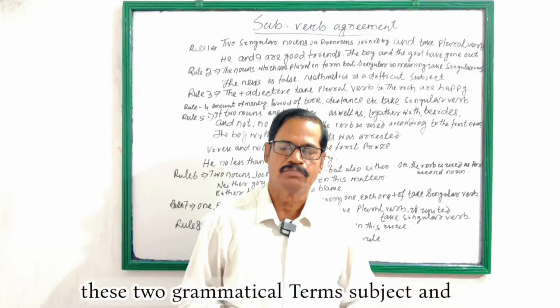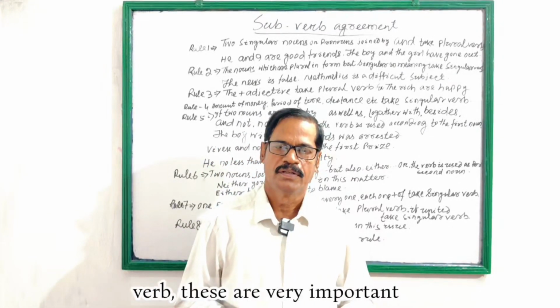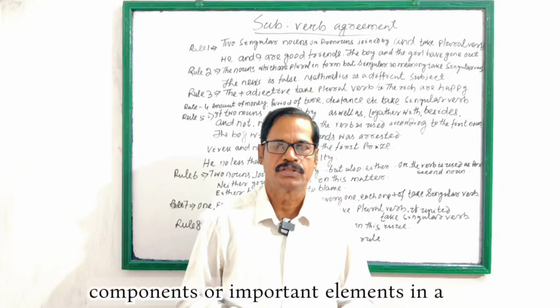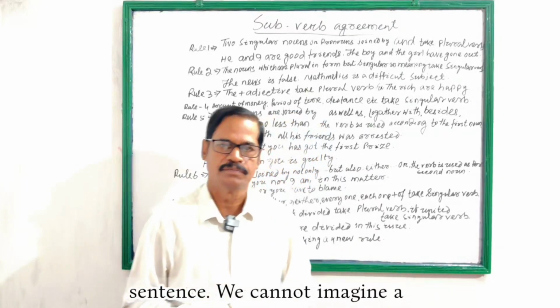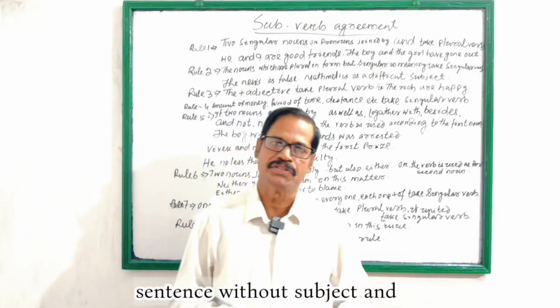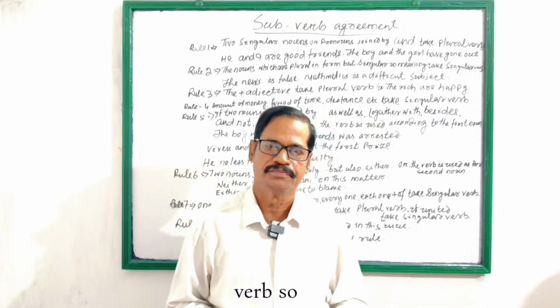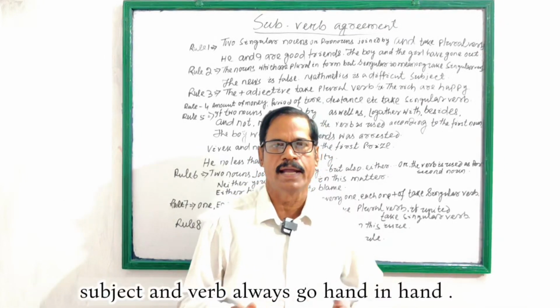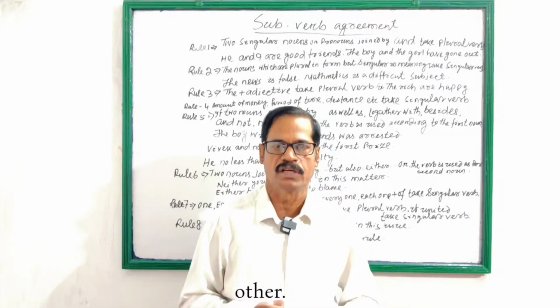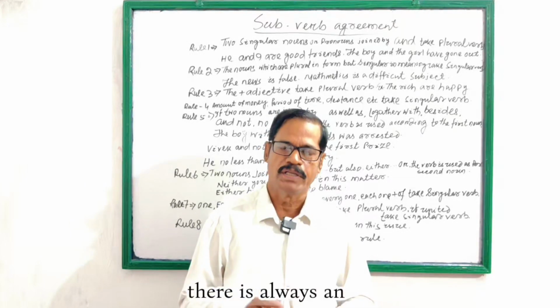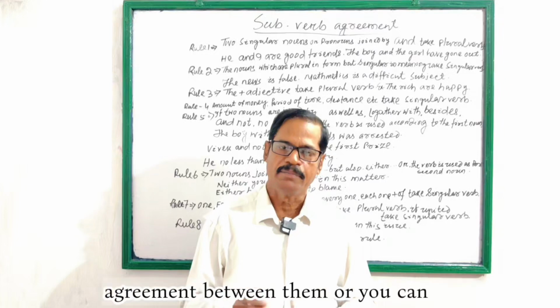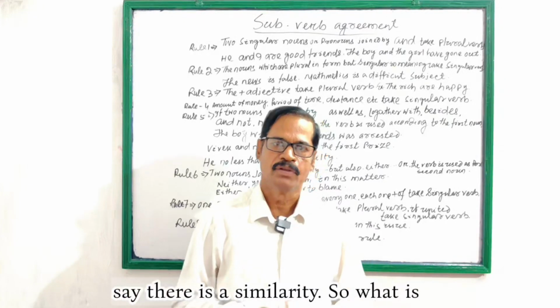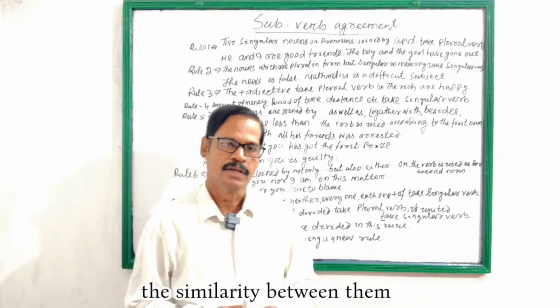These two grammatical terms, subject and verb, are very important components, or important elements, in a sentence. We cannot imagine a sentence without subject and verb. So subject and verb always go hand in hand, meaning they are very close to each other. There is always an agreement between them, or you can say there is a similarity. So what is the similarity between them?